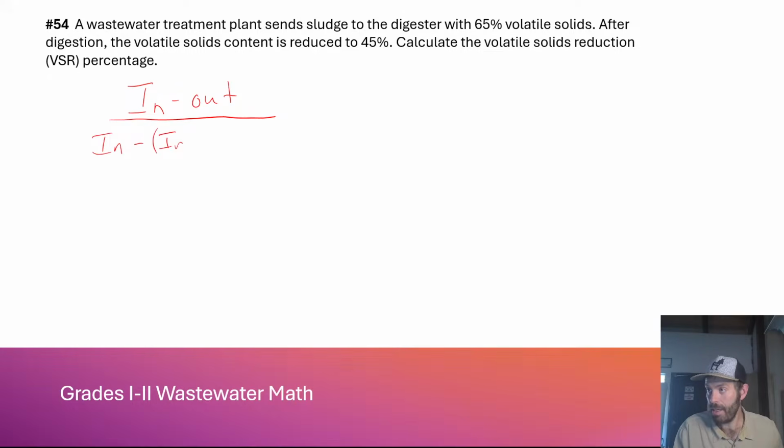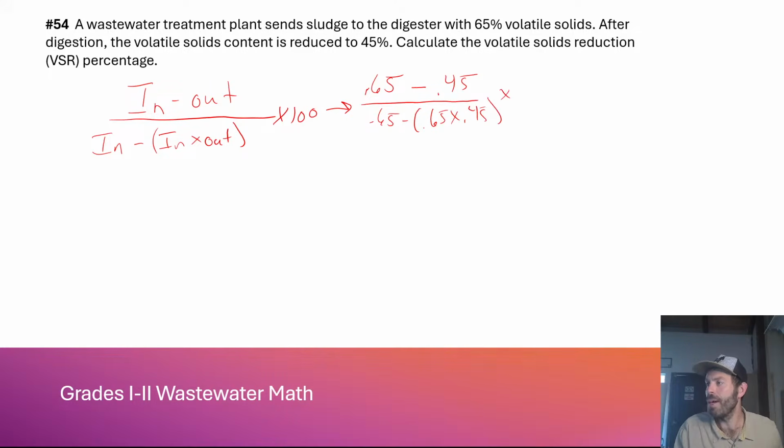minus in times out. I think a lot of people get to this math problem and go, oh, it's percent removal. It is not percent removal. It's a totally different math equation. Okay, so that would translate, oh, and then times 100. Like I said, when I do decimals, my brain translates it to a whole number. Okay, so 0.65, you would do this as a decimal. 0.65 minus 0.45 divided by 0.65 minus 0.65 times 0.45, times 100.